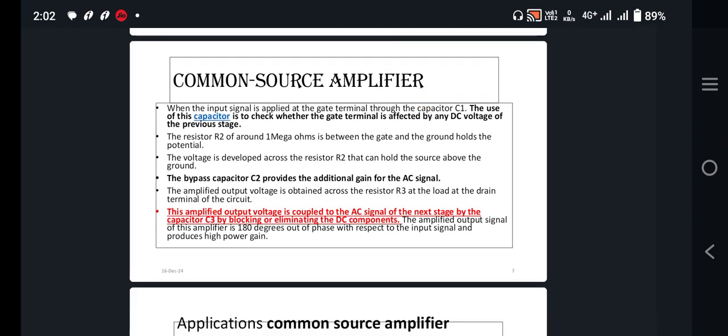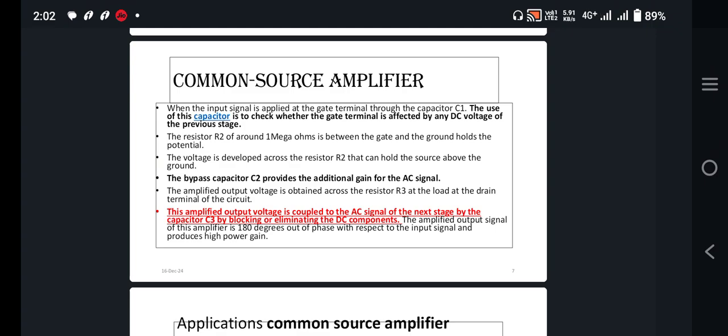In the common source amplifier, two capacitors are normally used. The use of this capacitor is to prevent the gate terminal from being affected by any DC voltage of the previous stage. The resistor R2, around 1 megaohm, is connected between gate and ground, which holds the potential. The voltage developed across the resistor R2 holds the source above the ground. The bypass capacitor C2 provides additional gain for the signal. The amplified output voltage is coupled to the AC signal of the next stage by the capacitor C3, blocking or eliminating DC components.